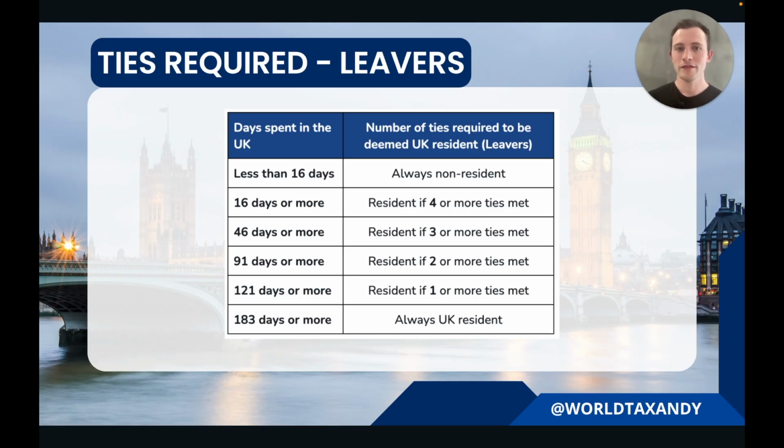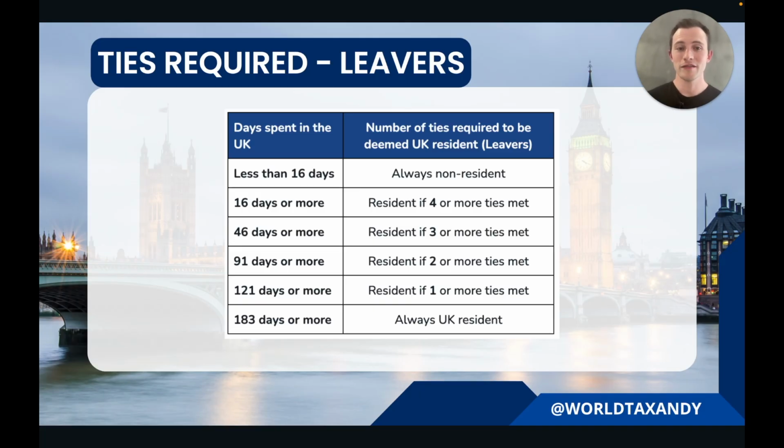If you meet 3 ties, you're tax resident if you spend 46 days or more, meaning you essentially get up to 45 days in the UK. If you meet 2 ties, you're resident if you spend 91 days or more, so you get up to 90 days in the UK. And if you meet 1 tie, then you're resident if you spend 121 days or more, so you effectively get up to 120 days in the UK. And again, as we saw earlier, due to the automatic residency test, if you spend 183 days in the UK, you're always a UK tax resident.